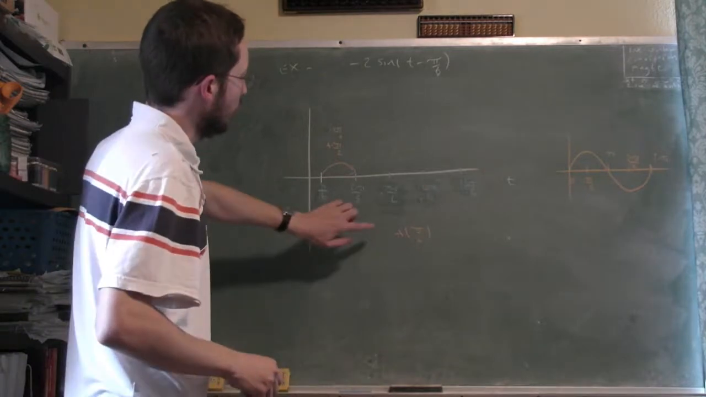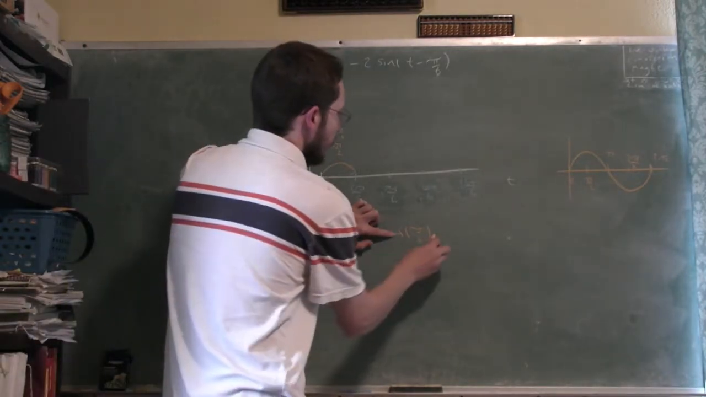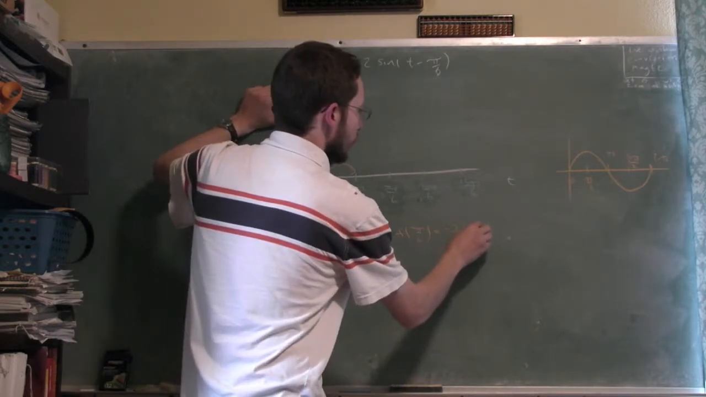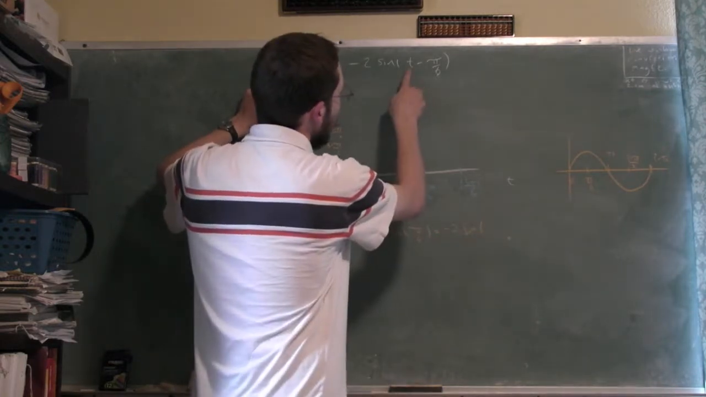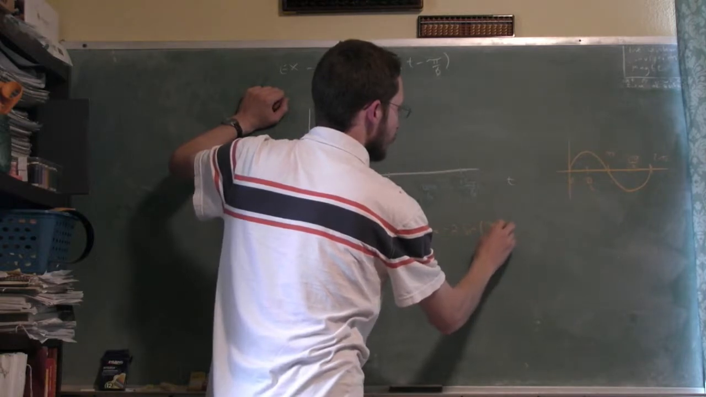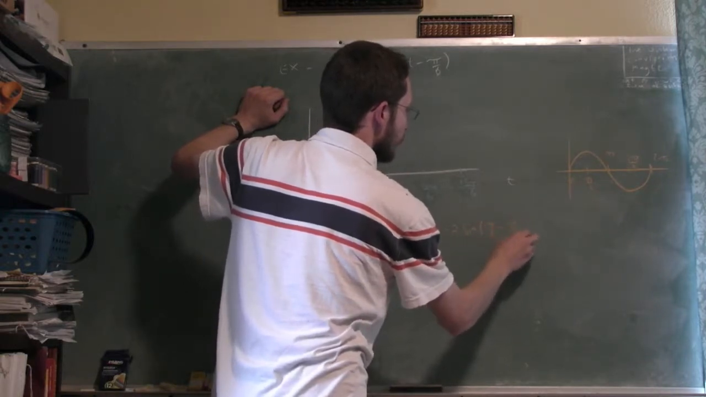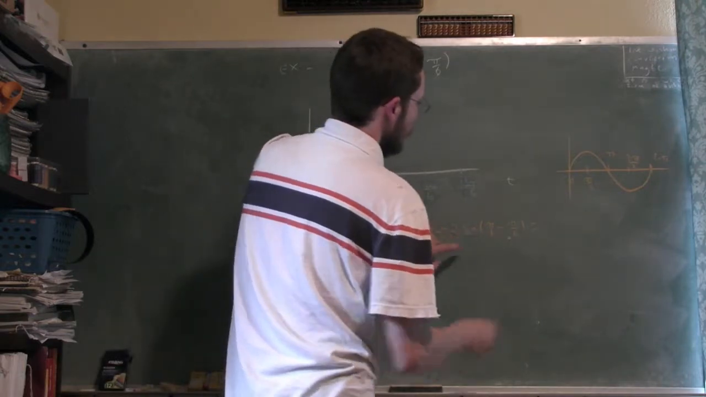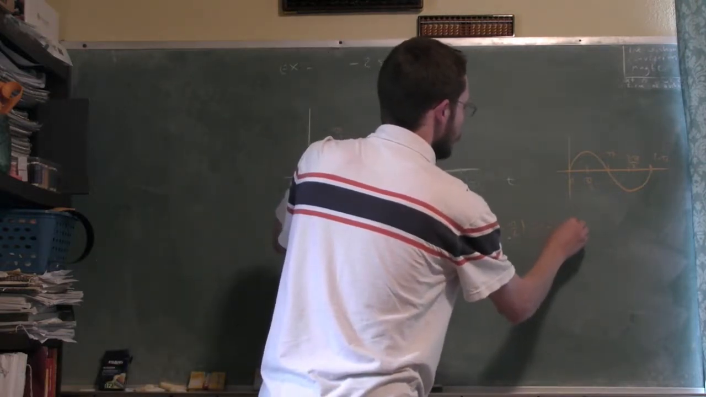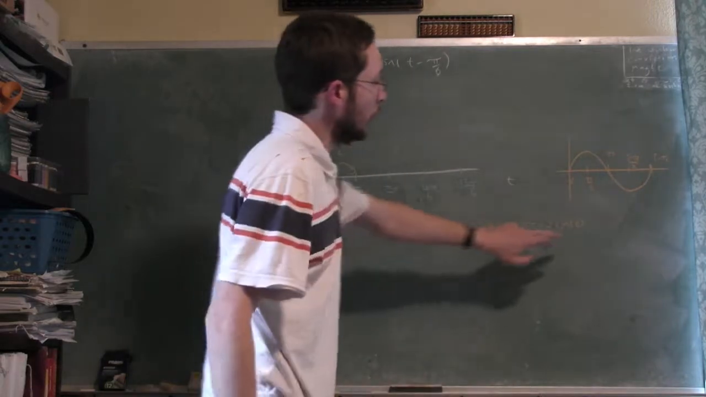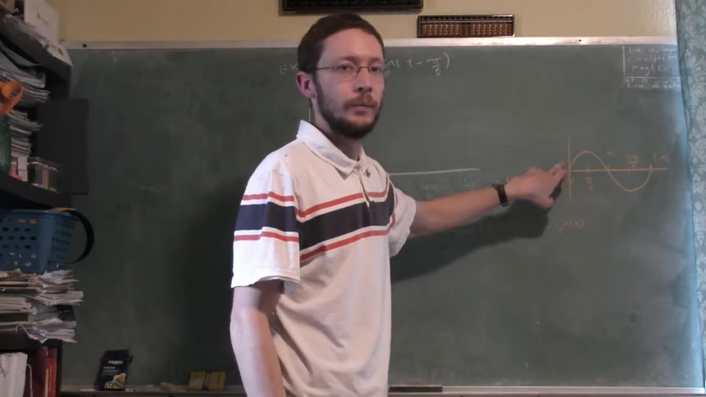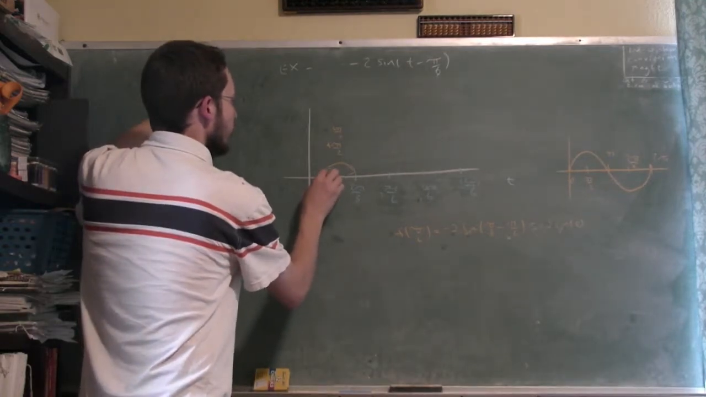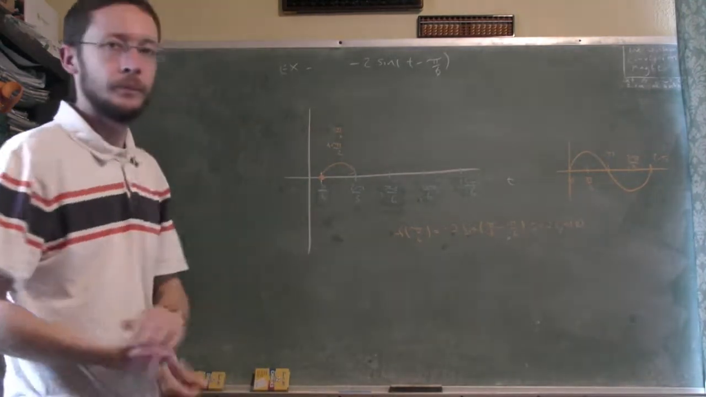Okay, so let's go ahead and input this pi over 6 into the actual function. So negative 2 sine of pi over 6 minus pi over 6. What does that give us? Gives us negative 2 sine of 0. Okay? What is sine of 0? 0. So that says that right here, the y value is 0.